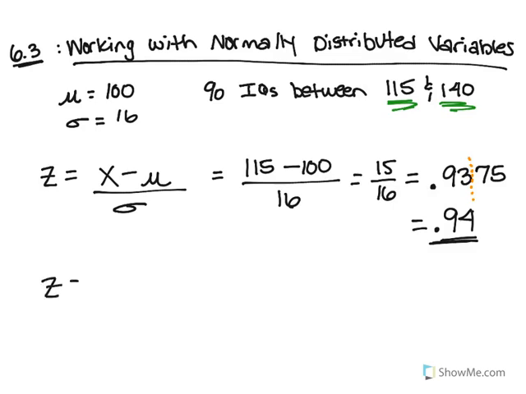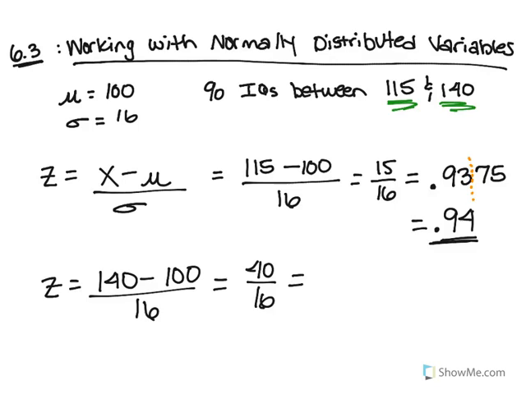Let's find the z-score for 140. 140 minus 100 divided by 16. You have 40 divided by 16, which gives you 2.5. And since we need two decimals, you know that would be 2.50. So 140 would represent 2.50.